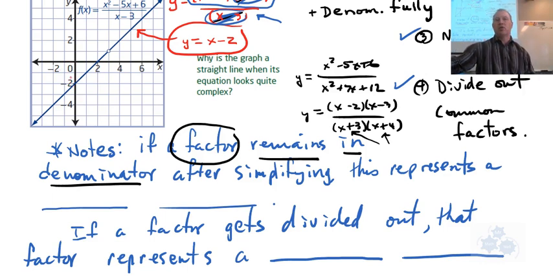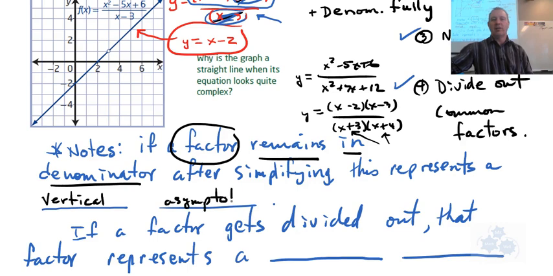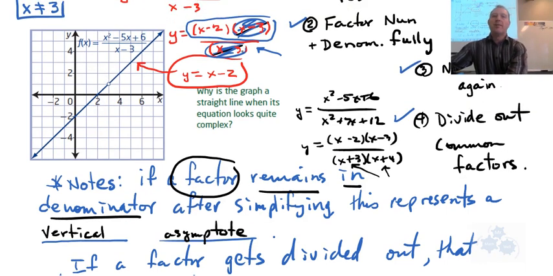If a factor remains once it's simplified, we still have this binomial factor. That represents a what? An asymptote. What kind of asymptote? Horizontal or vertical? Vertical, actually. Yes, x equals something. It is a vertical asymptote, yes. Now, notice in our above example that there are no vertical asymptotes. Why? Because this factor that was down here did not remain at the end after simplification. So if it's still there at the end, we're going to have a vertical asymptote.